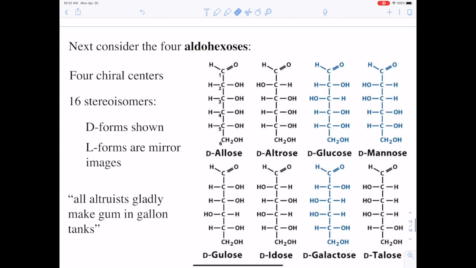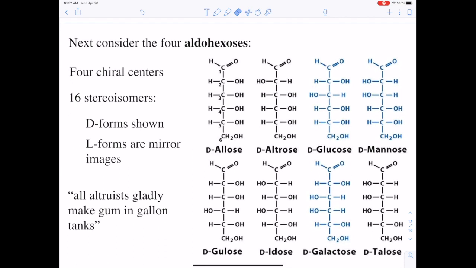What about the aldohexoses? Well, now we have 16 stereoisomers, and you can see there are 8 drawn here. What are the other 8? Those would be just the mirror images. So if you wanted, for instance, L-galactose, you would take D-galactose and change all 4 stereochemical centers, their configurations, and you would have the mirror image. These 8 here are the D forms.